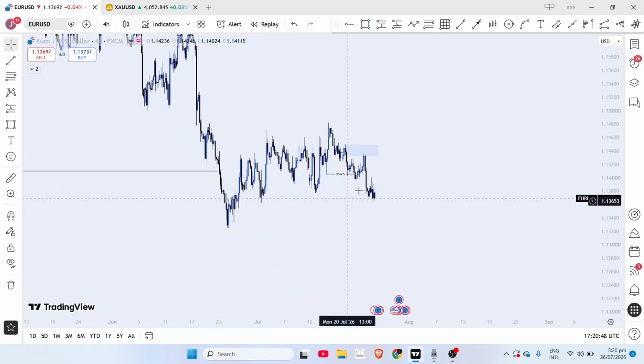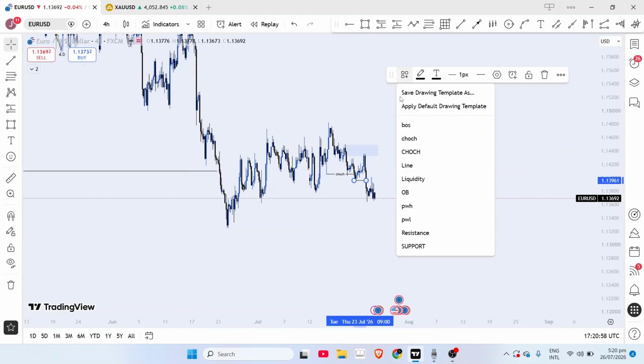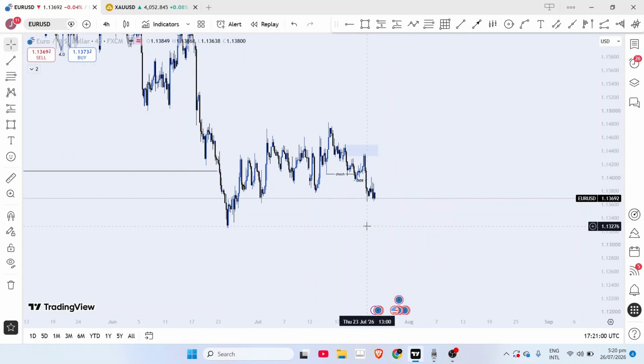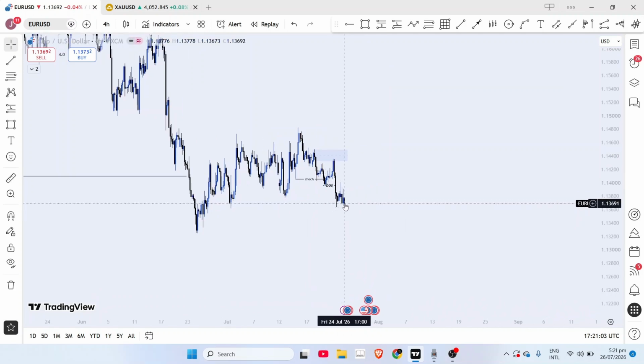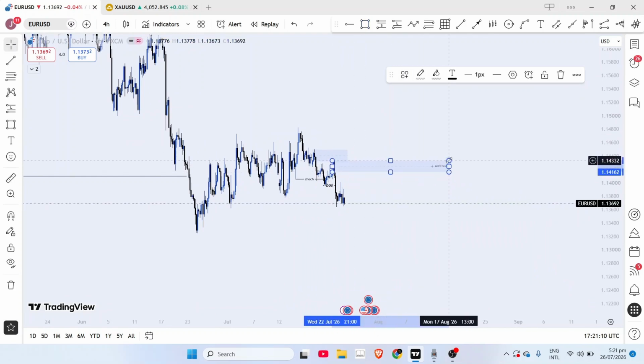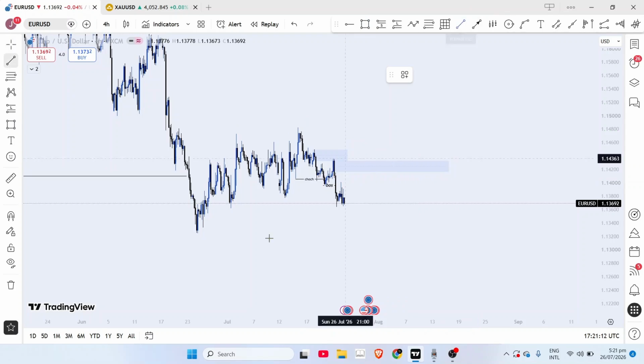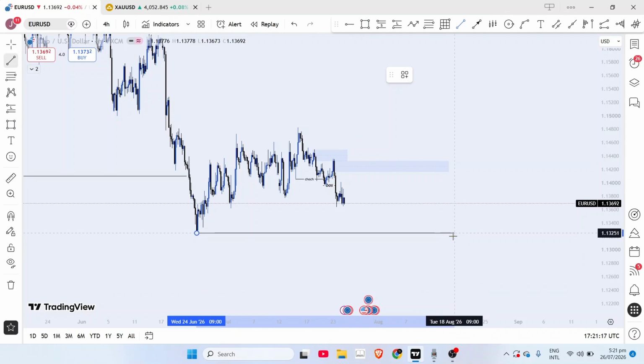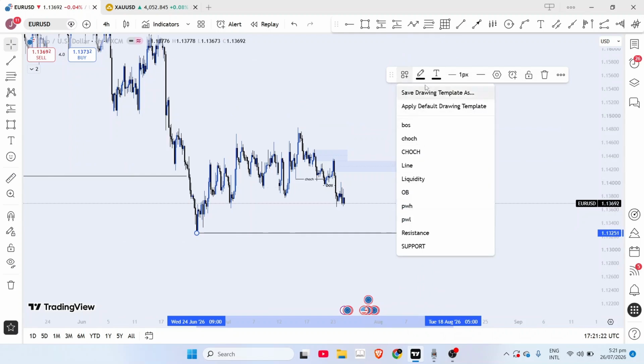So ideally, what I'll be looking for on EURUSD, we have a break of structure right here. We have a break of structure right here. So I'll be looking for a retracement into this point of interest right here to take my sales to this low. My overall target is this low. So let me change the color to blue.